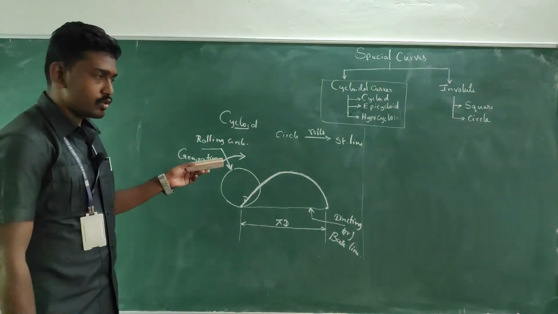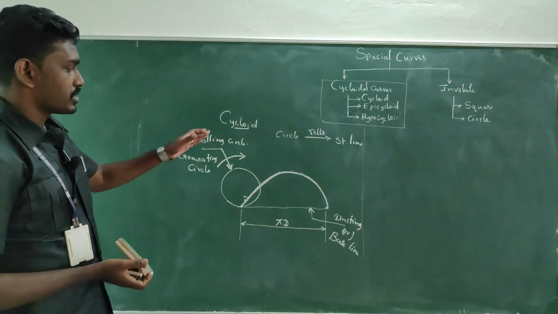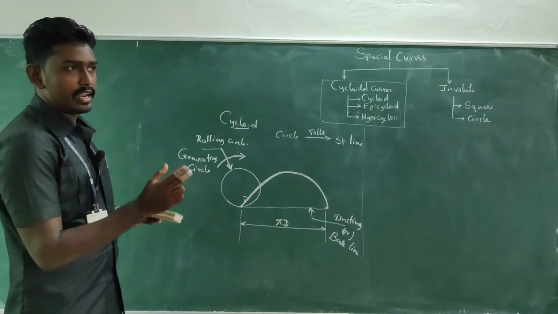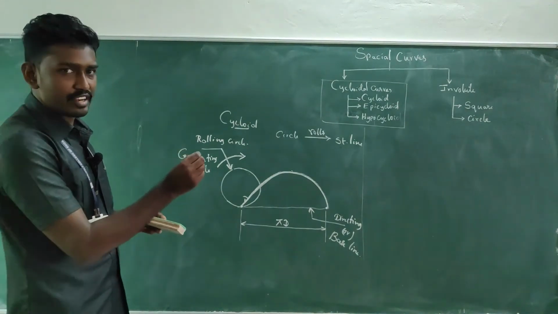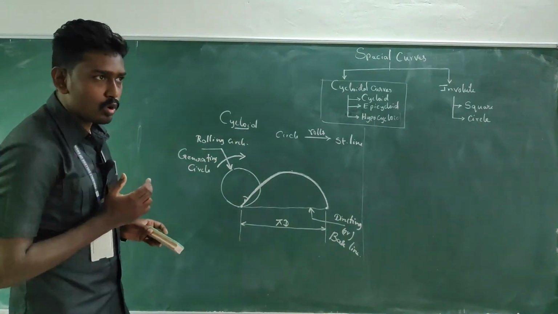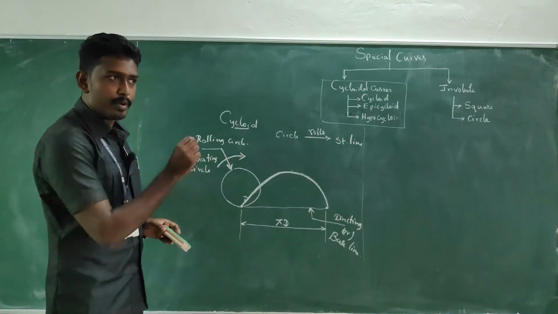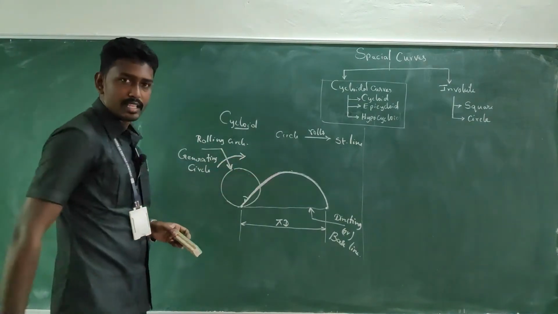I hope you understood the basic concept of the cycloid. A circular object has a point on its circumference, and when it rolls on a straight line path without slipping, it traces out a path that we call a cycloid.